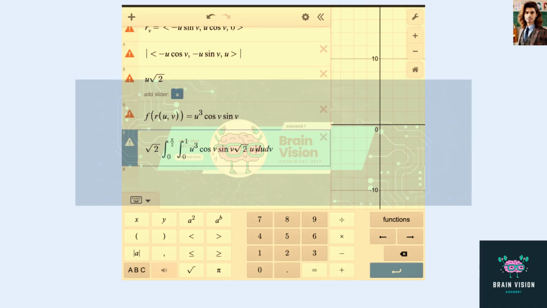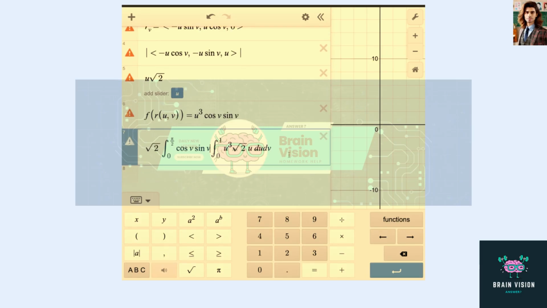Then we can separate these. We'll put the cosine v sine v right in here, dv, and we'll remove it from right here. And then on top of that, we can now evaluate this. Since we took out the square root of 2, this will be u to the 4th.